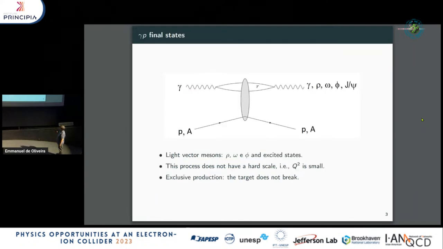So if we look at the photon interaction with the target, when we're talking about photoproduction, we take the photon, it will interact with the target. And then in the final state, we can have the photon again, but you can have light vector mesons like rho, omega, and phi. And you also can have heavy vector mesons like J/psi. And one important step is that we require that the target does not break. So if you start with a proton, we end with a proton. If you start with the nucleus, we end with the nucleus, okay?